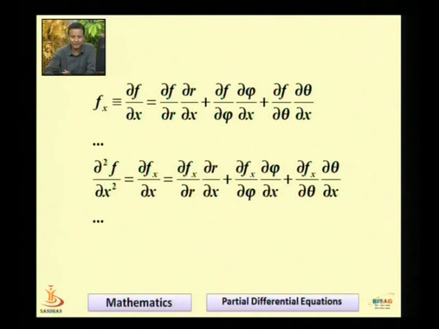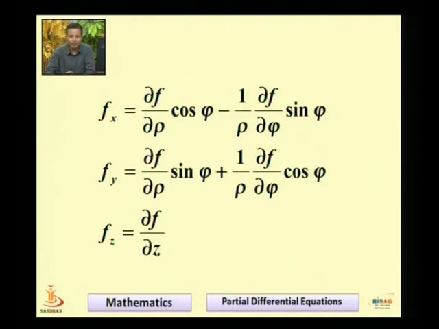So fx is del f by del x, so it can be considered as del f by del r into del r by del x plus del f by del phi into del phi by del x, because x will be considered here a function of r, phi and theta, right? And then del square f by del x square is again the partial derivative of fx with respect to x. There also again the chain rule can be used.